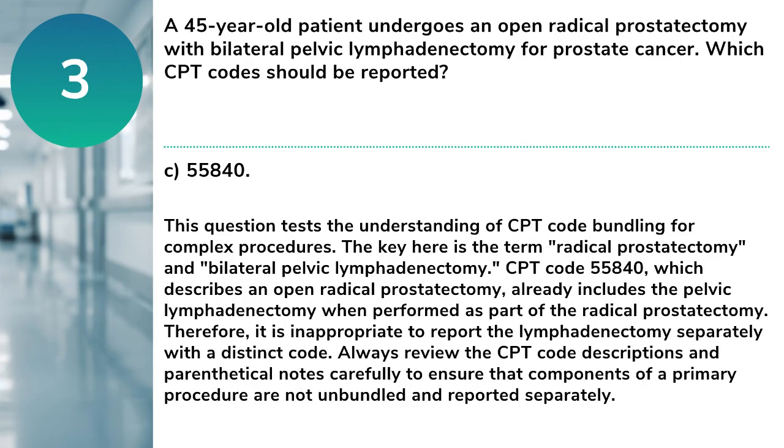Answer, C. 55840. This question tests the understanding of CPT code bundling for complex procedures. The key here is the term radical prostatectomy and bilateral pelvic lymphadenectomy. CPT code 55840, which describes an open radical prostatectomy, already includes the pelvic lymphadenectomy when performed as part of the radical prostatectomy. Therefore, it is inappropriate to report the lymphadenectomy separately with a distinct code. Always review the CPT code descriptions and parenthetical notes carefully to ensure that components of a primary procedure are not unbundled and reported separately.